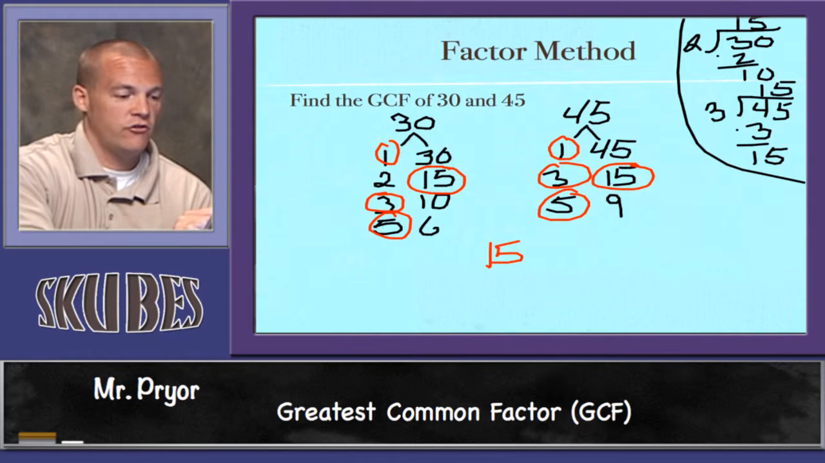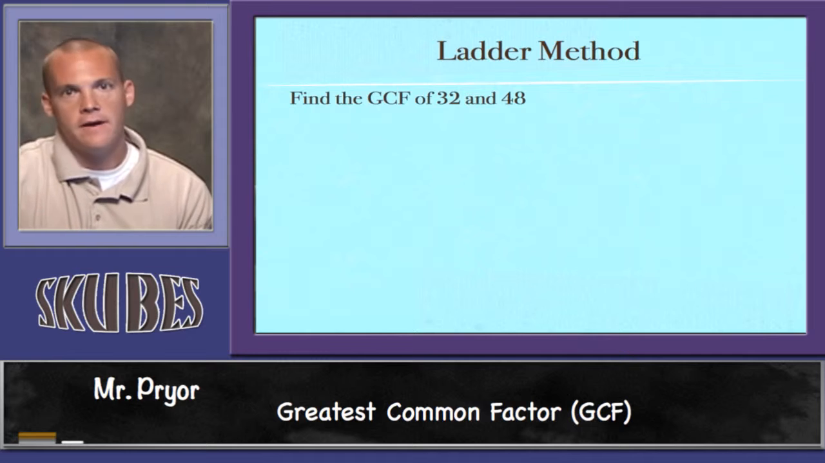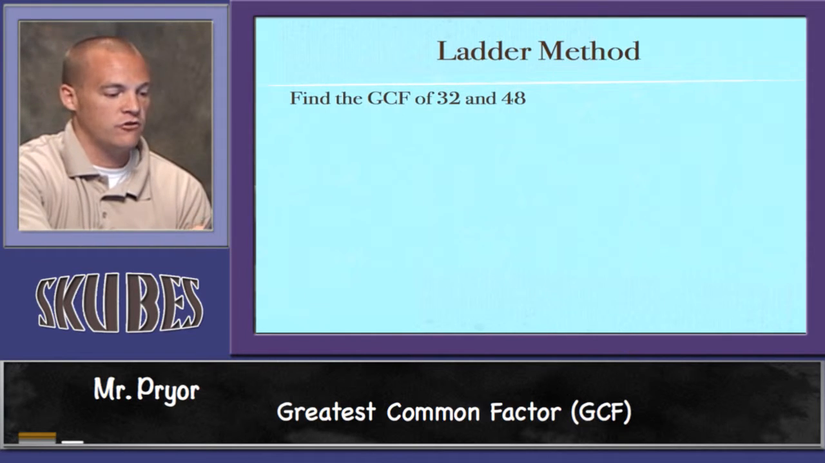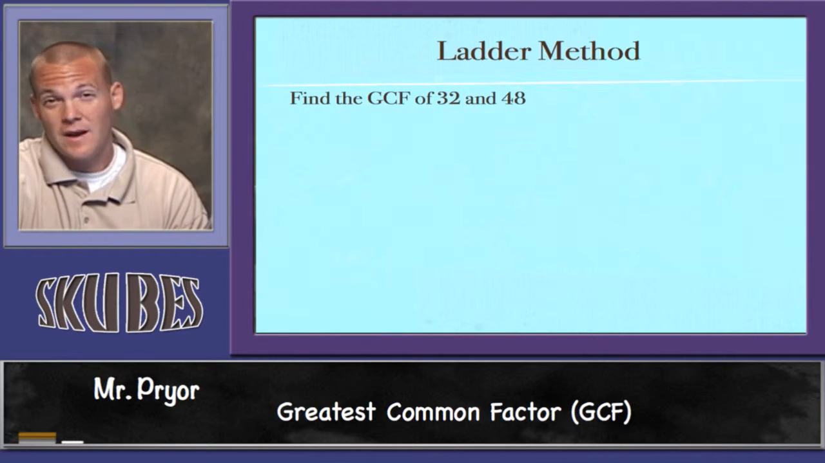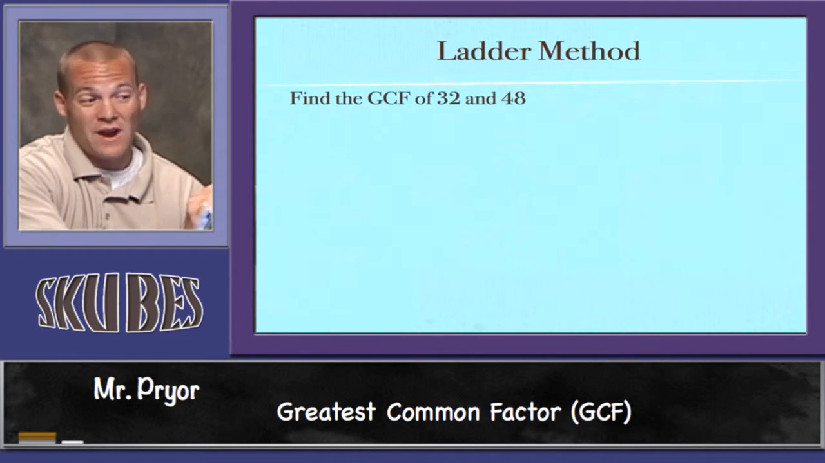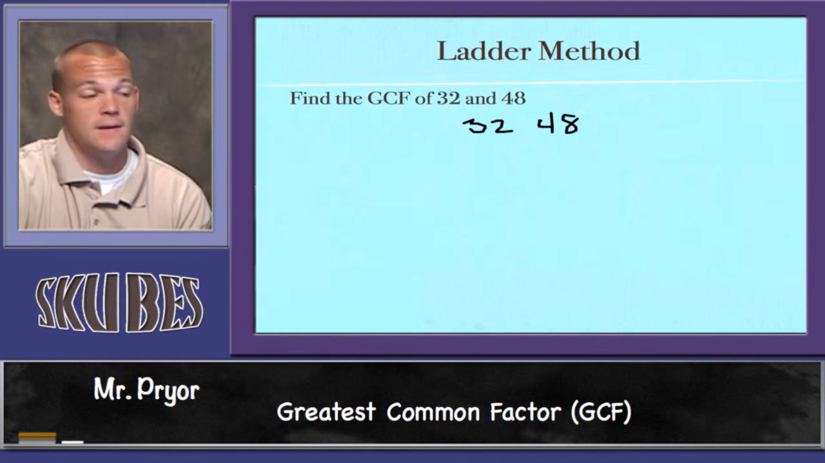All right. The next strategy we're going to look at is sometimes called the upside down cake method or the ladder method. It's all the same thing no matter what you call it. So let's look at the two numbers, and we're doing the same thing. We're just using a different type of strategy really. To do the ladder method, what you're going to do is write both numbers next to each other like so. So this time we're going to use them both at the same time.